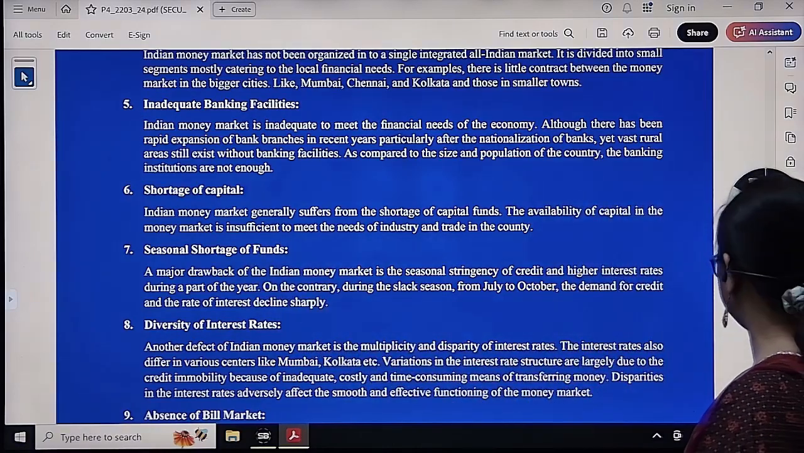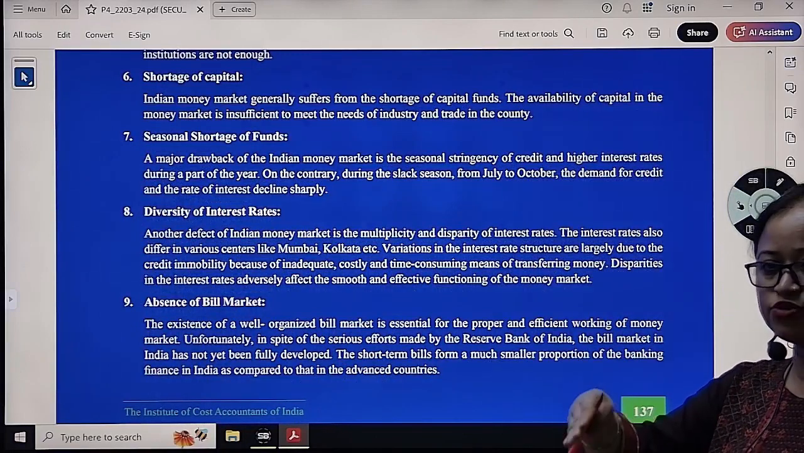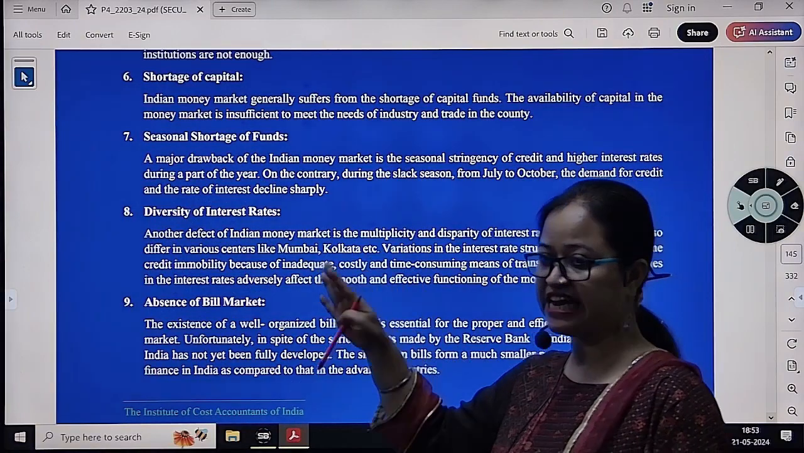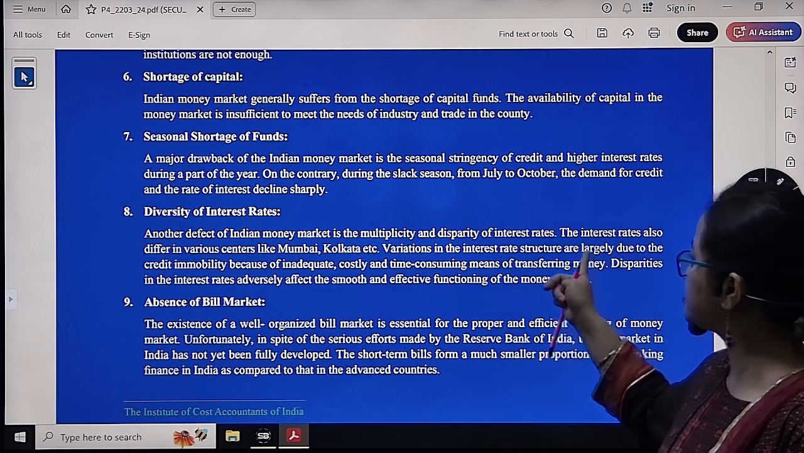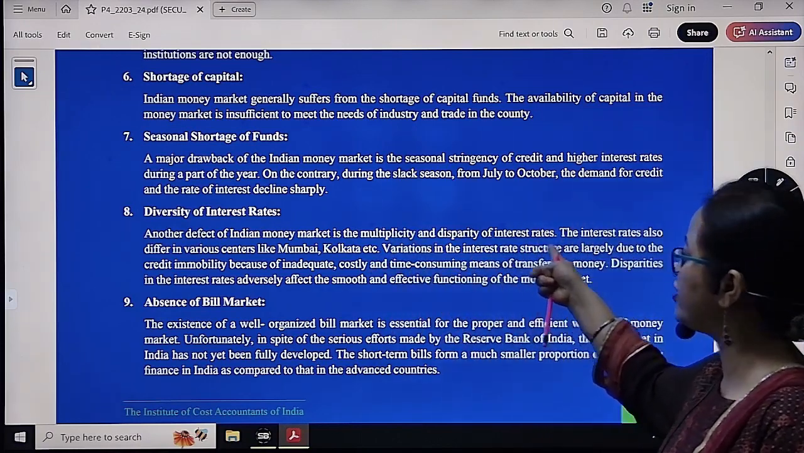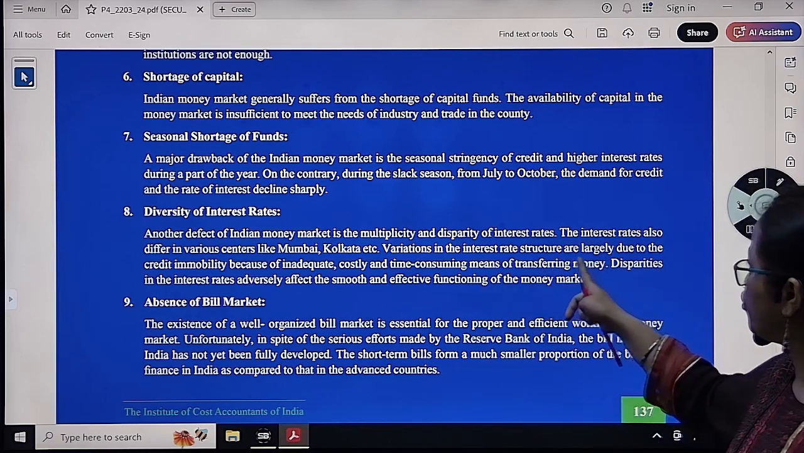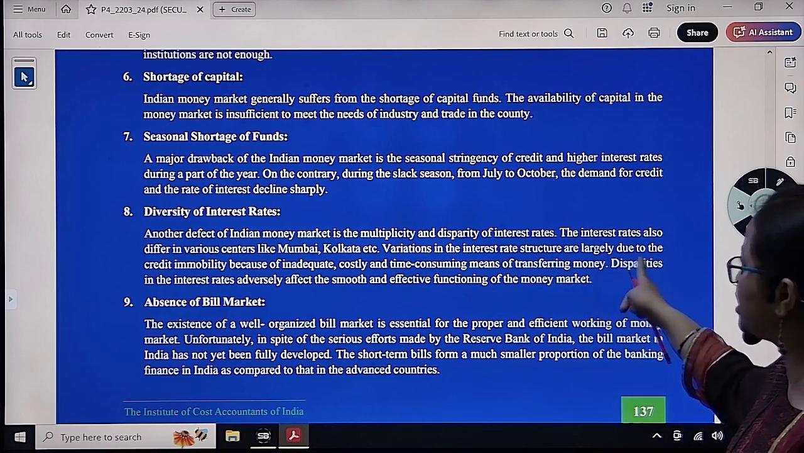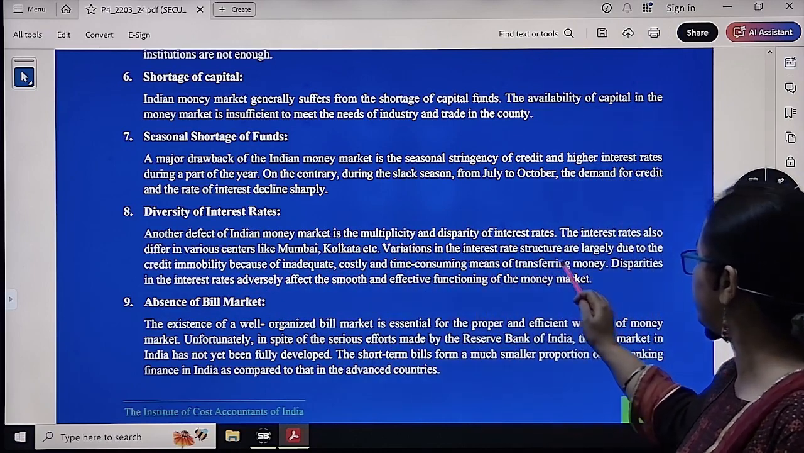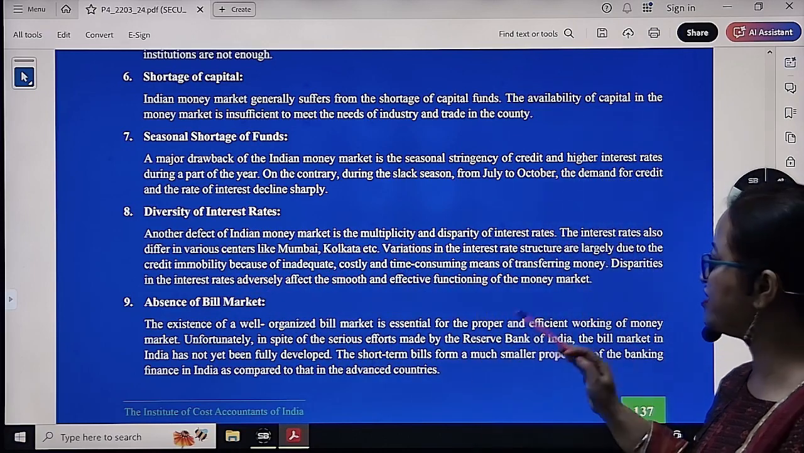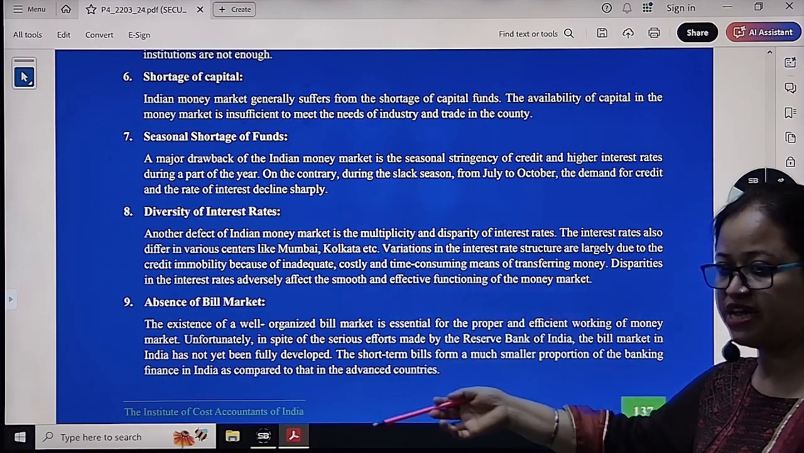Then diversity of interest rates. Interest rates अलग-अलग है. जैसे I have talked about, it is divided into different segments like Mumbai, Kolkata, Delhi. So here interest rates differ from one city to another city. So there is a disparity and multiplicity of interest rates in different cities of the country. So variations in the interest rate structure is largely due to the credit immobility because of inadequate, costly and time consuming means of transferring money. Okay, so in different cities, different rate of interest. So that's why it is diversity of interest rates in different cities of the country.